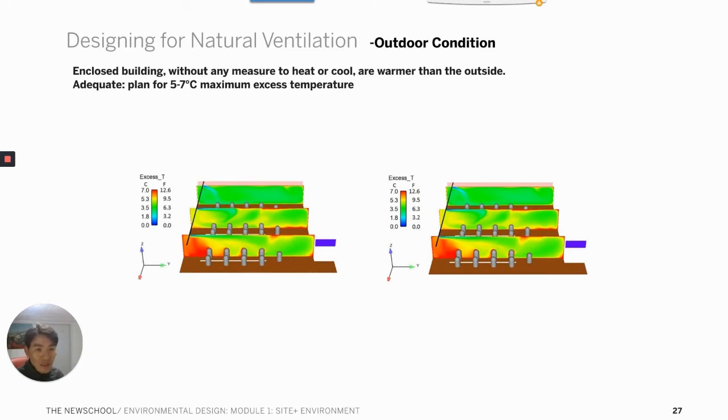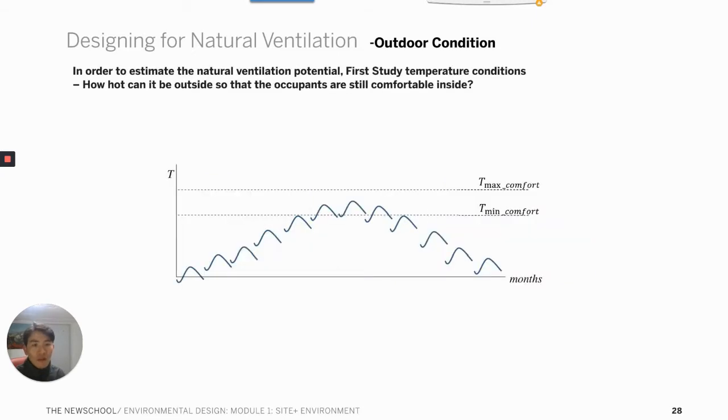Enclosed buildings without any measure to heat or cool are warmer than the outside. The temperature difference from the inlet and the outlet is about 5 to 7 degrees difference. And keep this in mind, this is a very important rule of thumb for us to go to the next step. Next, we should look into the annual temperature data for the climate that this building will be in.